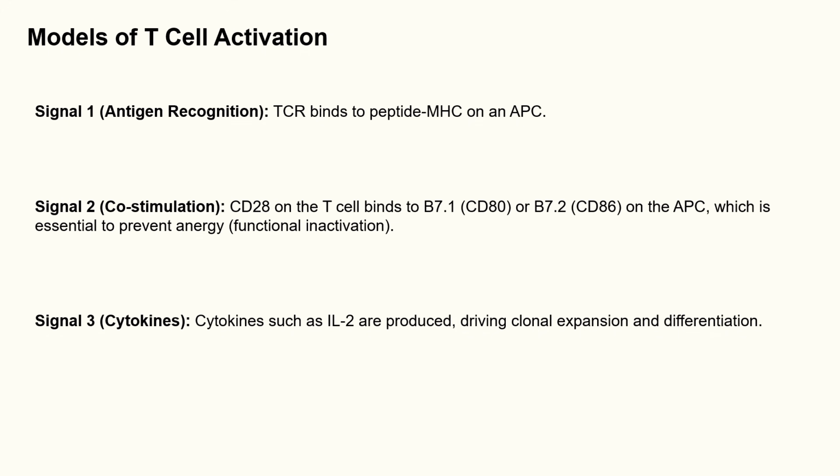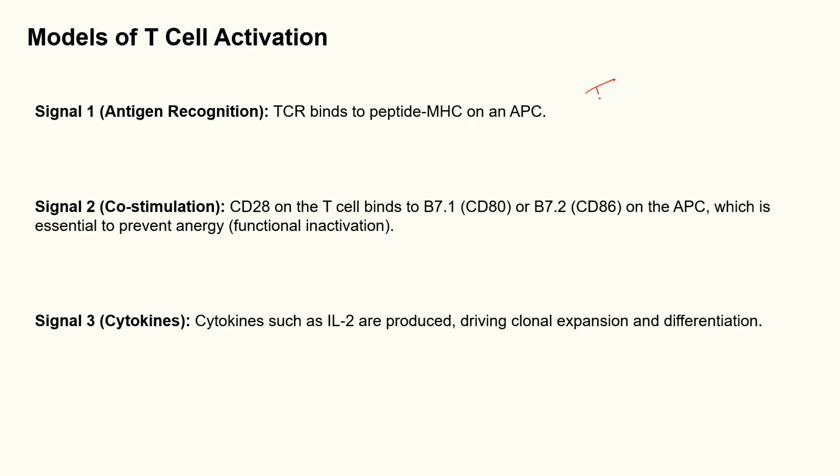So signal 1 can be called antigen recognition, and this recognition is by binding of a specific peptide. This could be MHC1, this could be MHC2, because we are talking generally about the T cell population, and we know that there are two distinct kinds of T cell, T helper cells and cytotoxic T cells. So these two can be activated differently. The T helper cell can be activated by major histocompatibility complex 2, and the cytotoxic T cell by MHC1 specific loaded peptide.